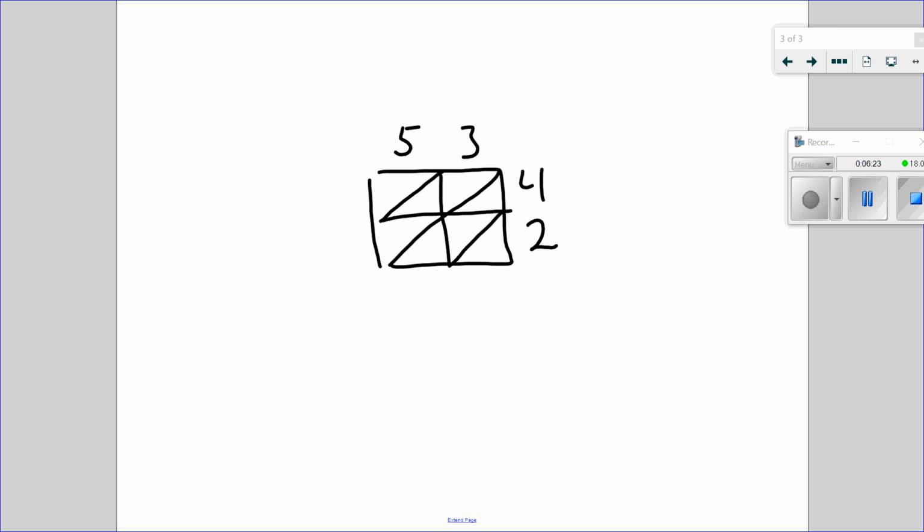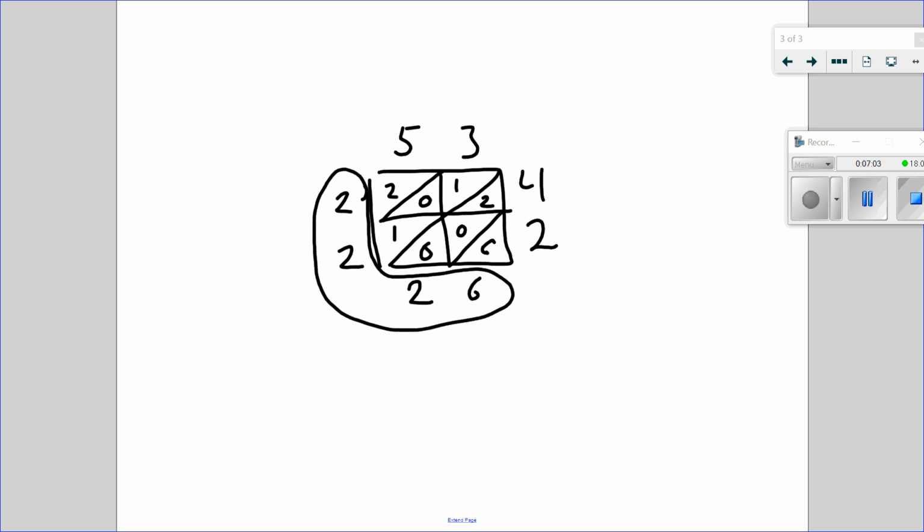3 times 2 is 6, so that's 0 tens and 6 ones. 3 times 4 is 12, 1 ten and 2 ones. 5 times 4 is 20, 2 tens, 0 ones. 5 times 2 is 10, 1 ten, 0 ones. Now I just have to add up along the diagonals. 6 plus nothing is 6, 2 plus 0 is 2, 1 plus 0 plus 1 is 2, and 2 plus nothing is 2. This number wrapped around the side is my answer, 2,226.